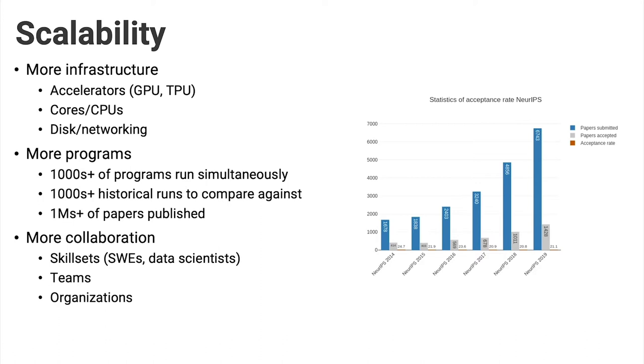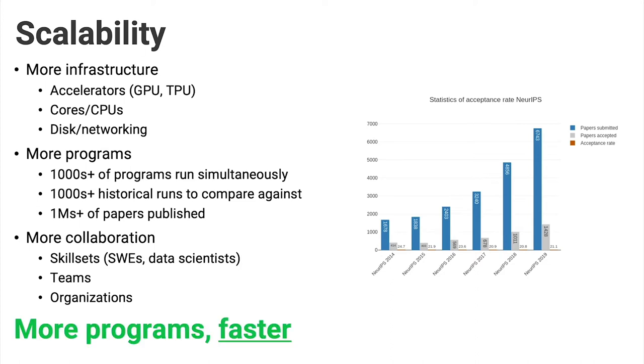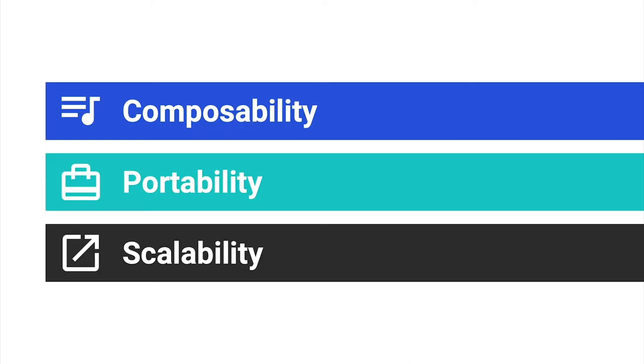Or scaling teams where you have composite models or teams across different organizations, or maybe even going outside of your organization entirely. And at the end of the day, people just want more programs faster, but there are lots of ways to get at that. And what we need to do is have a system that supports that kind of scale, no matter what scale is important to you. So that's what composability, portability, and scalability are.